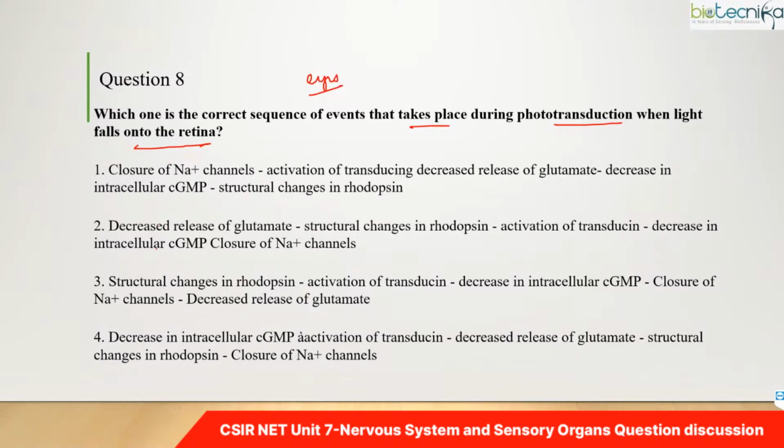Okay, so there are 4 statements over here. Try to find out which will be the correct sequence of events. Closure of sodium channels, activation of transducin, decreased release of glutamate, decrease in intracellular cyclic GMP, structural changes in rhodopsin. So there are 5 events that are given. You have to arrange them and tell which is the correct one.